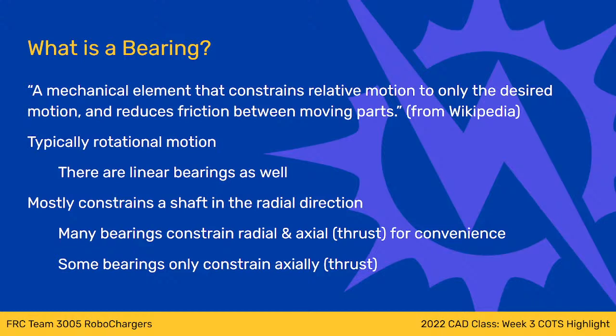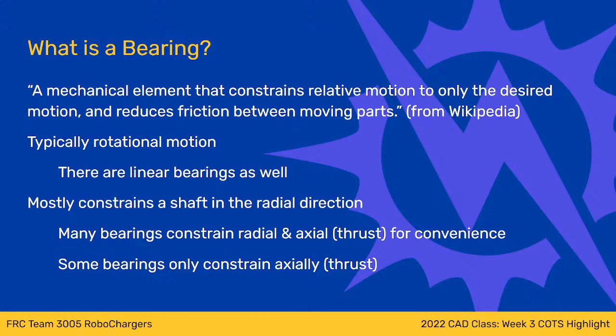So there's basically two key things here, right? You have some motion that you want, right? It could be rotary motion. Usually it's rotary motion, but it could be linear, right? It could be sliding back and forth. And you want that motion to occur, and you want that motion to only occur, right? You don't want any other motion. If I've got a pivoting shaft, I don't want that shaft to wobble back and forth. I want it to just pivot, right? I want it to spin, right?